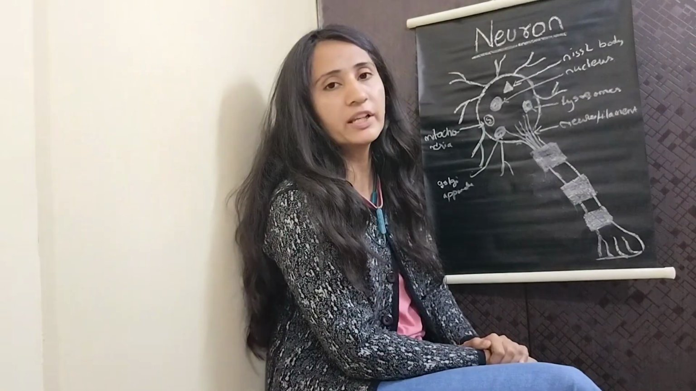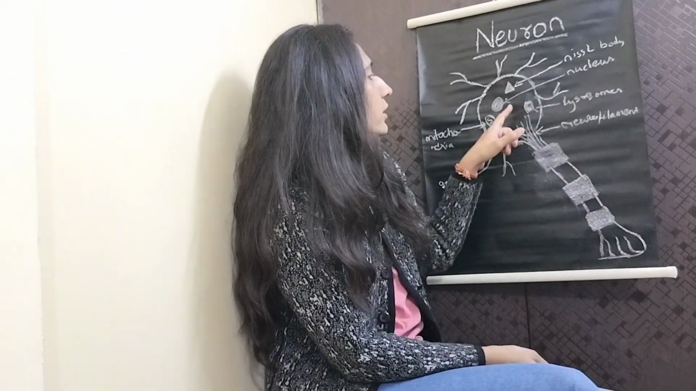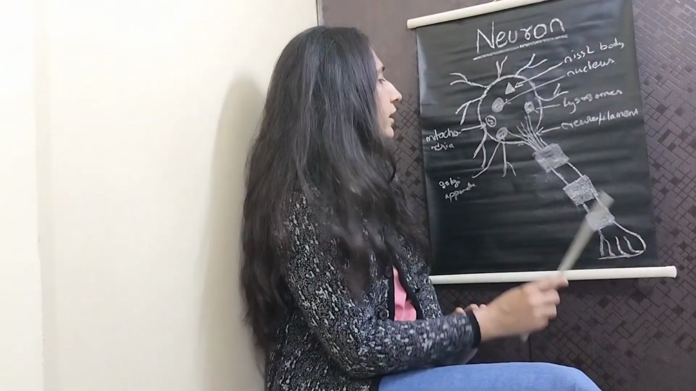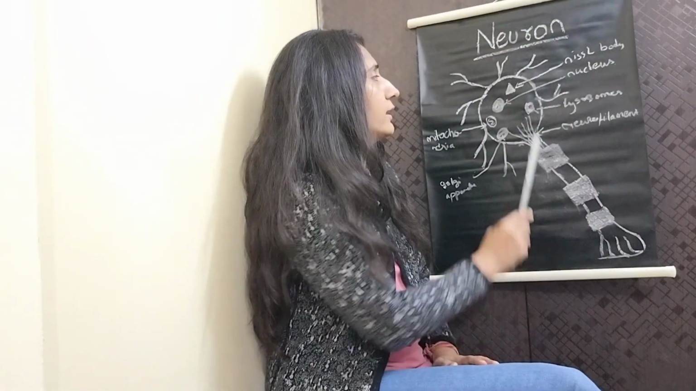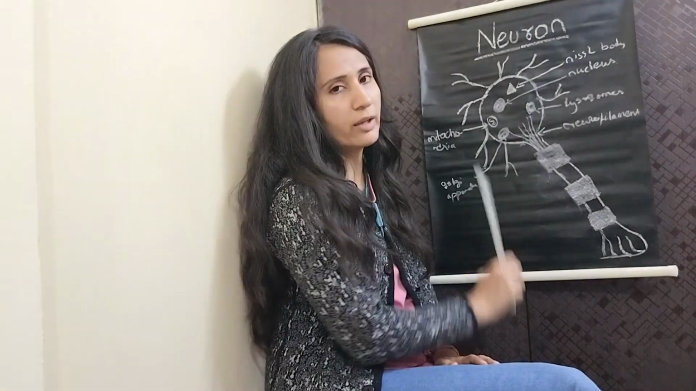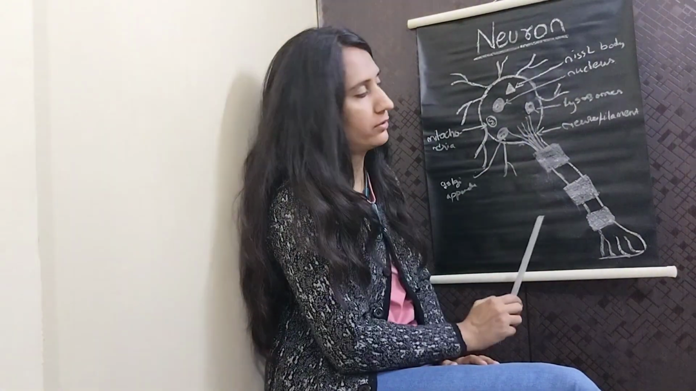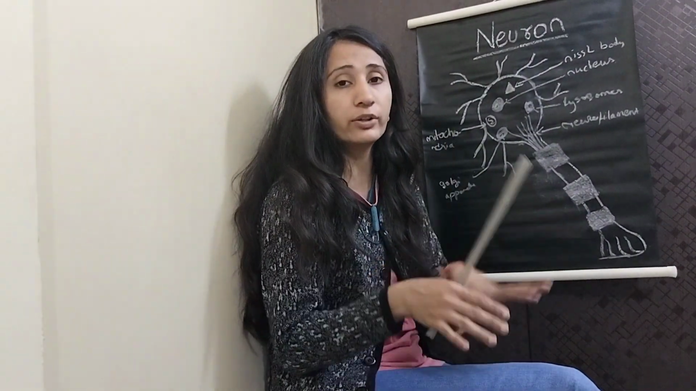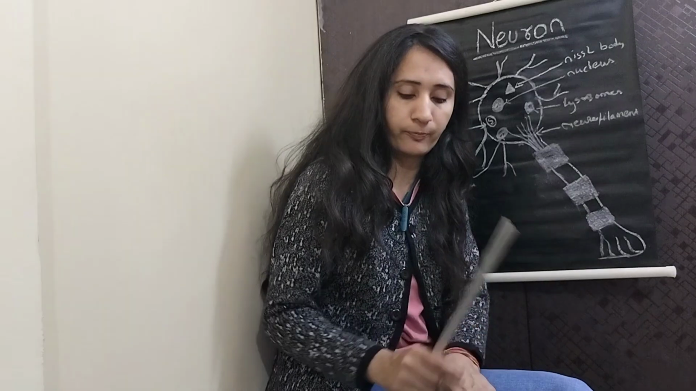So let's revise. What are the structures present inside the neuron? Nucleus, mitochondria, Golgi apparatus, Nissl body, lysosome, neurofilament, microtubule and smooth endoplasmic reticulum. These are the internal structures present inside the neuron.